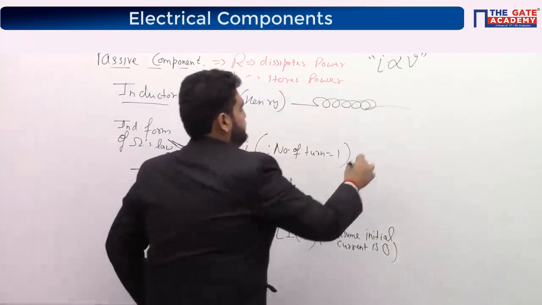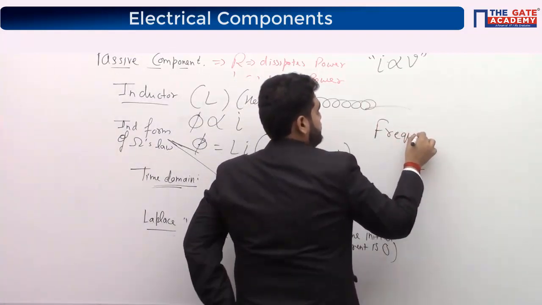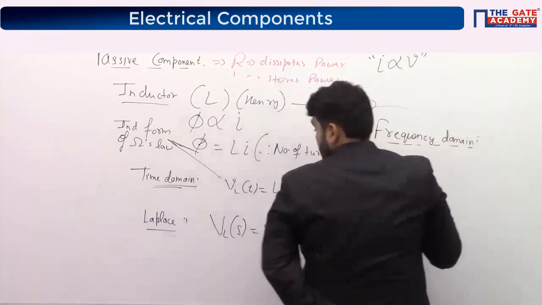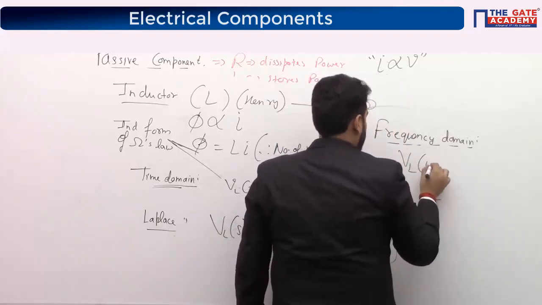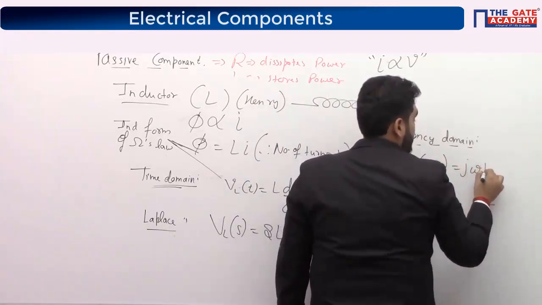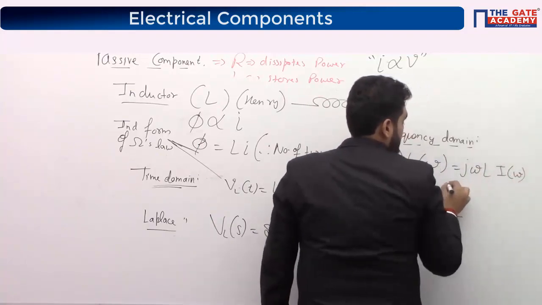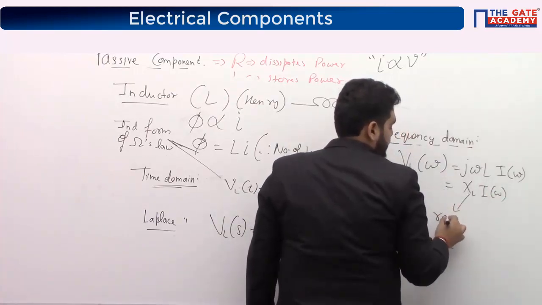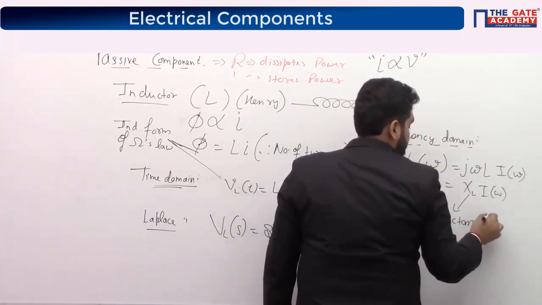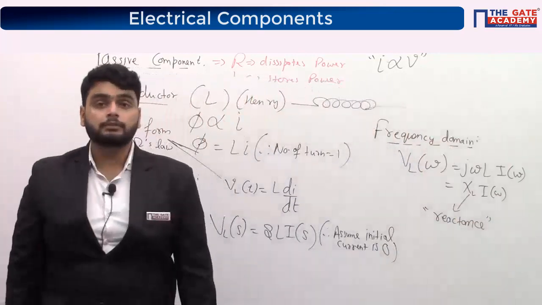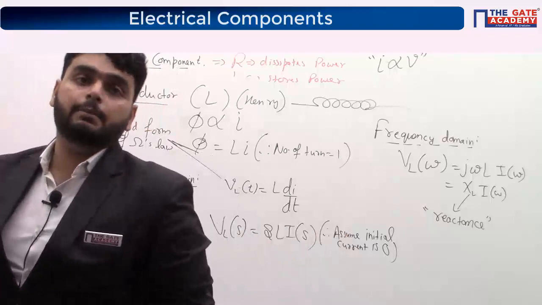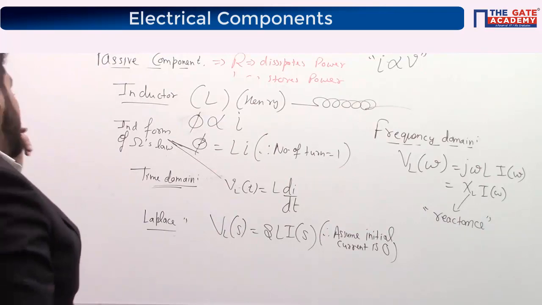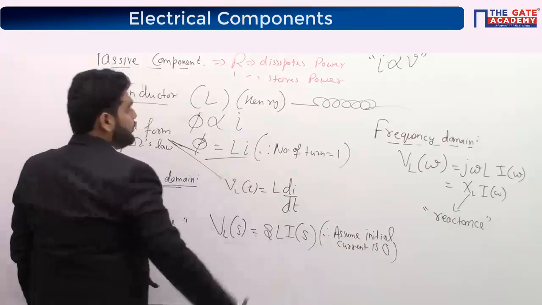In the frequency domain, VL(ω) is equal to jωL I(ω), where XL is nothing but the reactance. Got it? So these are the three forms to represent the inductor, and the important point is the second form of Ohm's law. Okay, and the next important point is this one, phi equal to Li.